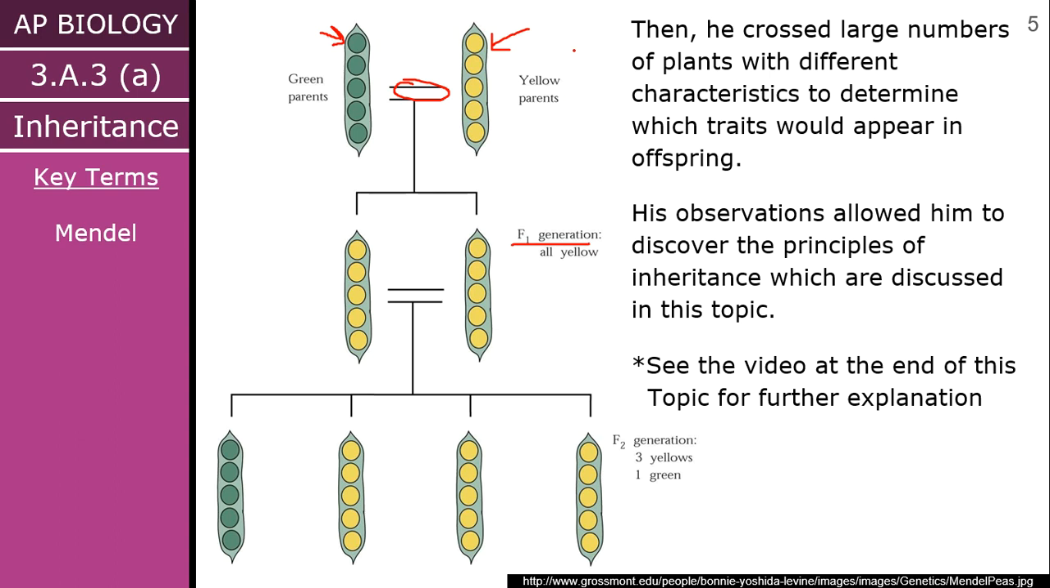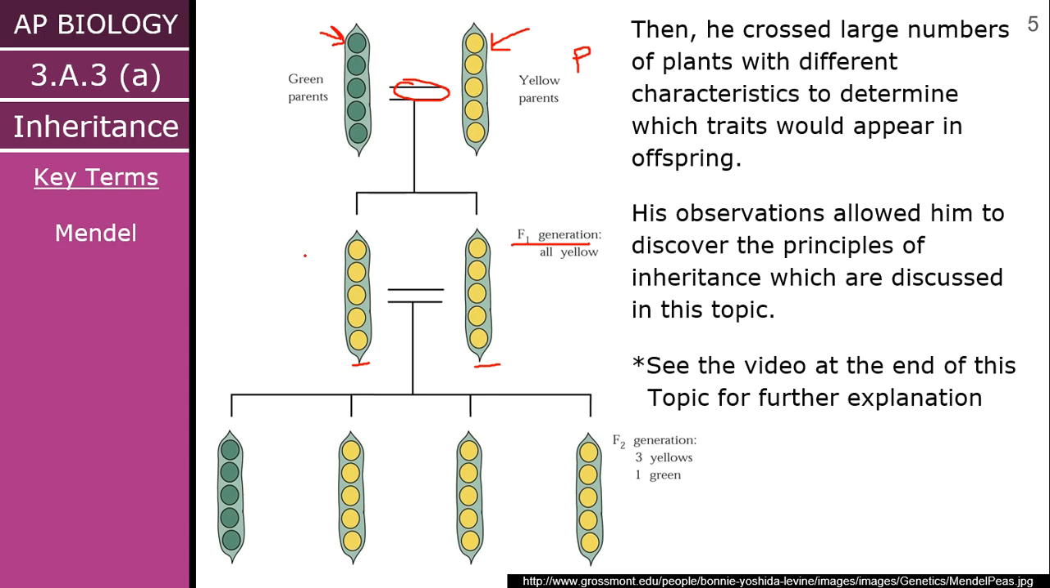and so now he's making an F1 generation. So we typically will call this the P generation for parental, and then we have an F1 generation, and then we have an F2 generation. The F1 generation in this case was all yellow. So even though there was a green parent, they were all yellow at the end. So that should tell you something. We're going to talk about what that means.